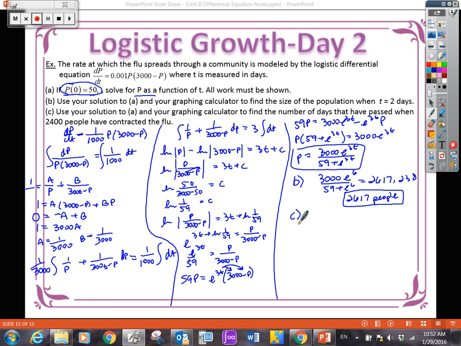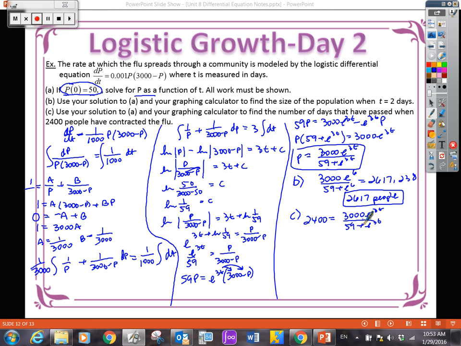Okay, part C says using our solution, again we're going to use the equation that we found, and our graphing calculator, find the number of days that have passed when 2,400 people have contracted the flu. So that means we do 2,400 equals 3,000 e to the 3t over 59 plus e to the 3t. Now, since we're allowed to use our calculator, what I would do is put the 2,400 in Y1 and this fraction in Y2 and just intersect them. And that would be my answer.